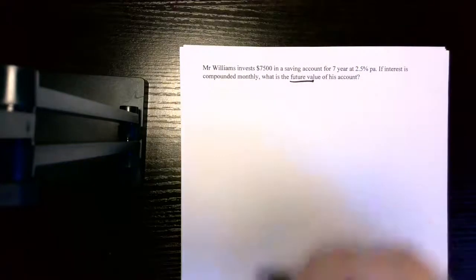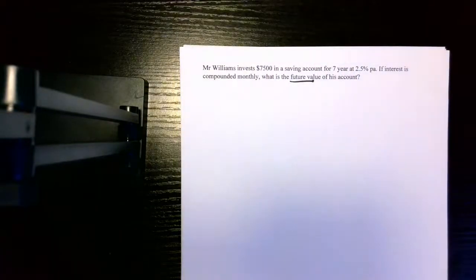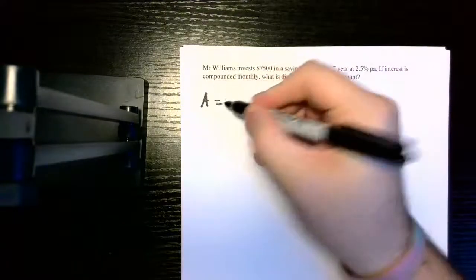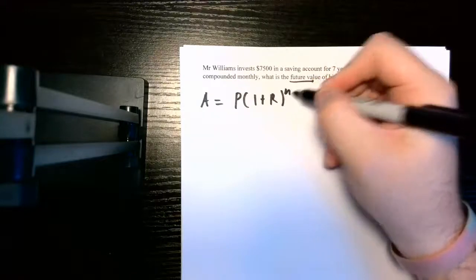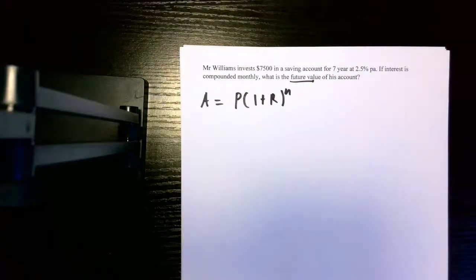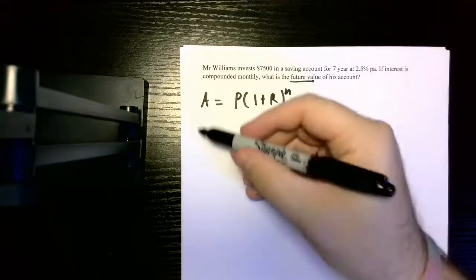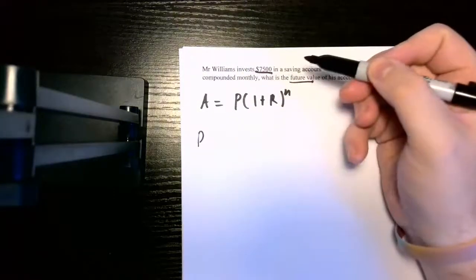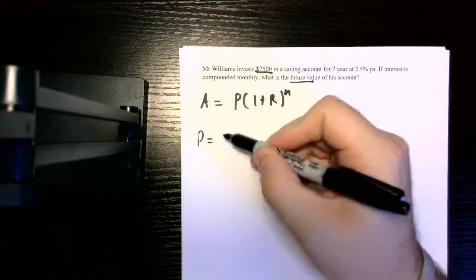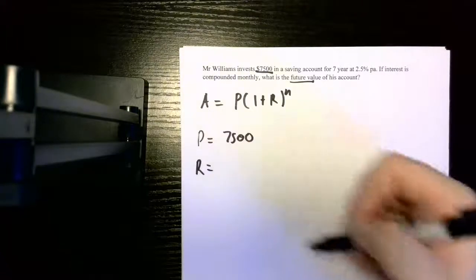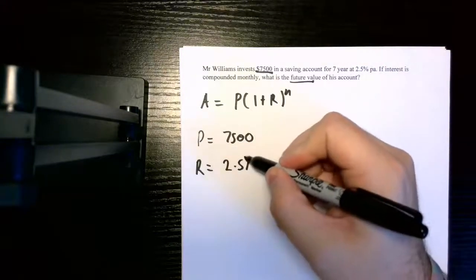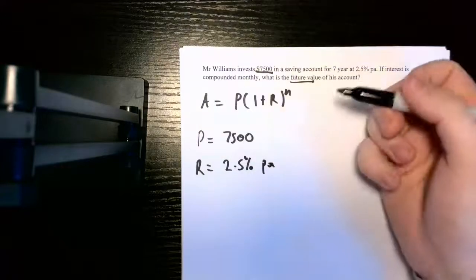Now this just means what is the final value in the account at the end of the 7 years. So first things first, it's compounded, so we know we are using the compound interest formula, that we've established earlier on. So what we need to do is establish the principal. Well, that's just $7,500. We need to establish the interest rate. Now the interest rate is 2.5% per annum.